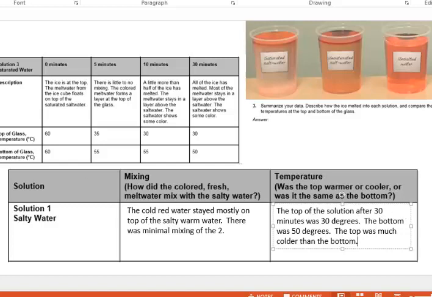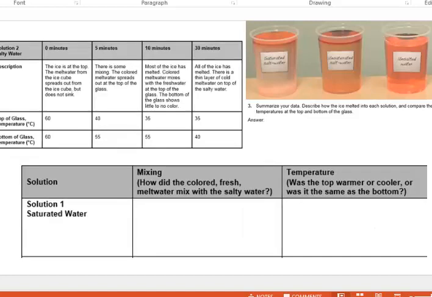So let's take a look at our final solution. We're kind of seeing a trend here, right? Less mixing and more of a temperature variance with increased salt. So that would be increased density of the warm, salty solution.